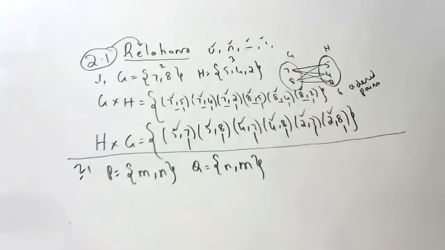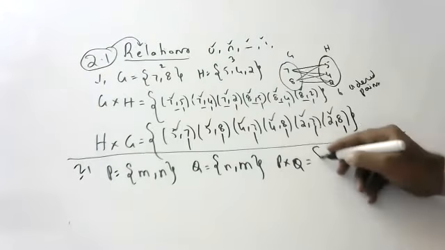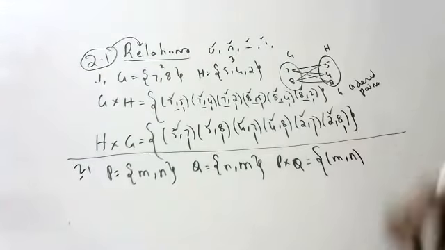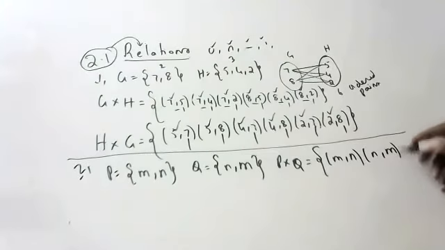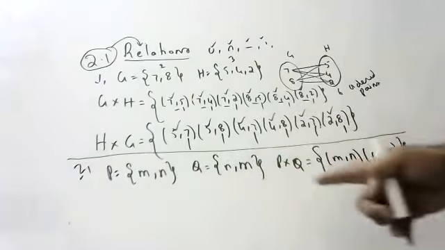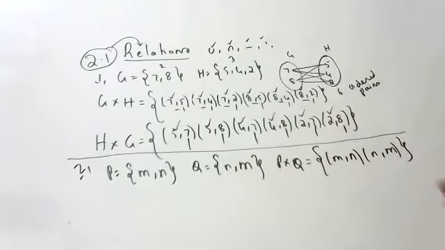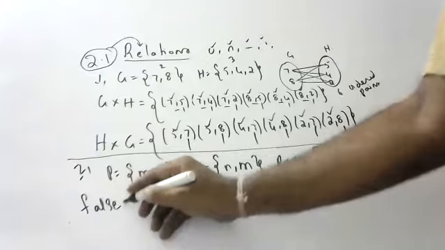Then they are saying P cross Q is {(m,n), (n,m)}. That's all they gave, children. Is it true or false? True? False, children. The answer is false.